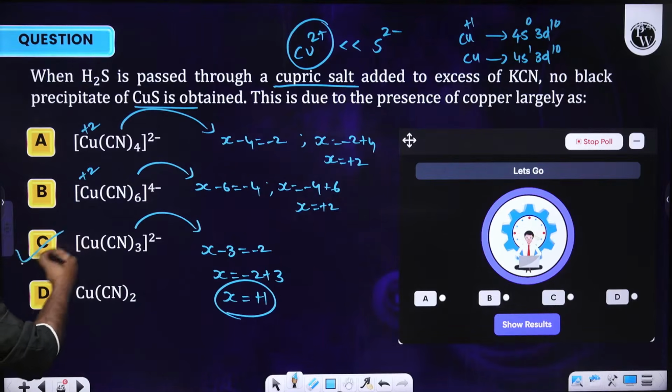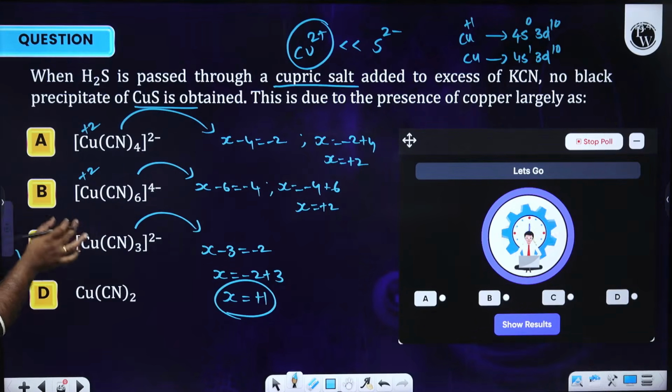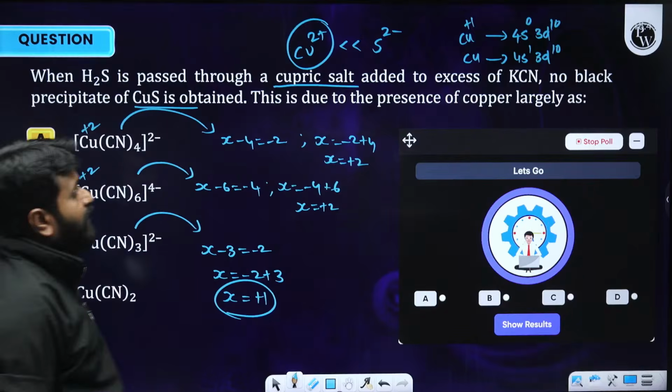Remember, from now onwards this will be the correct answer, because this is the stable complex. When H2S is passed through cupric salt added to excess of KCN, what complex will we get? K2[Cu(CN)3] complex will be formed. This is the stable complex. Everybody getting an idea? So this is very, very important.